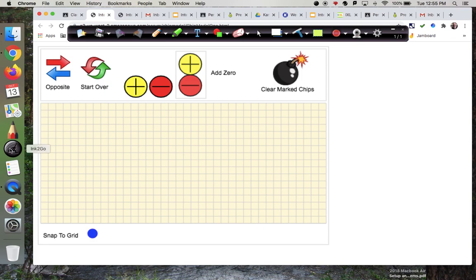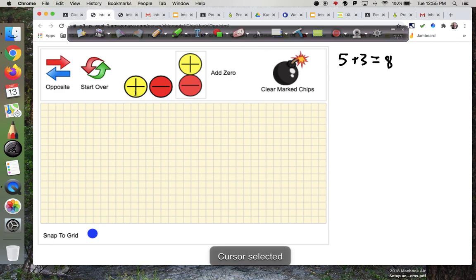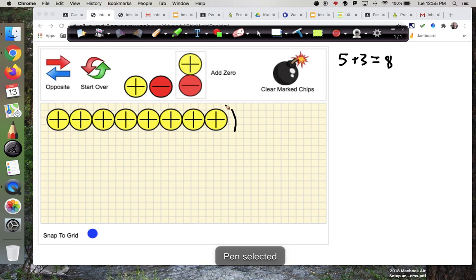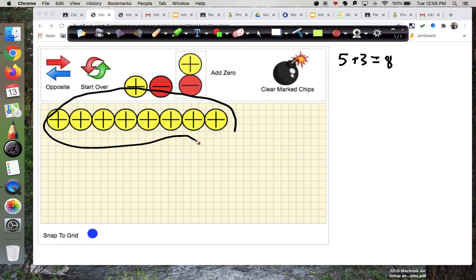So let's start with over here. I'll just write 5 plus 3. We know that's equal to 8, but this is how we would use this tool to do that. We do 5 positives and then 3 more positives. And you see a total of 8.